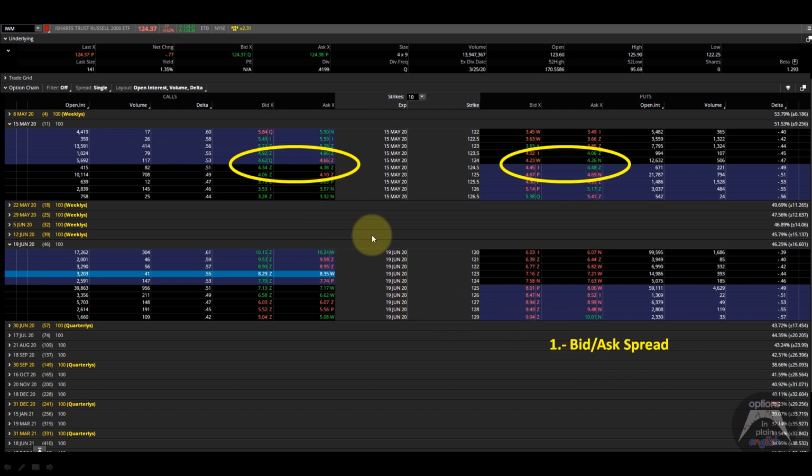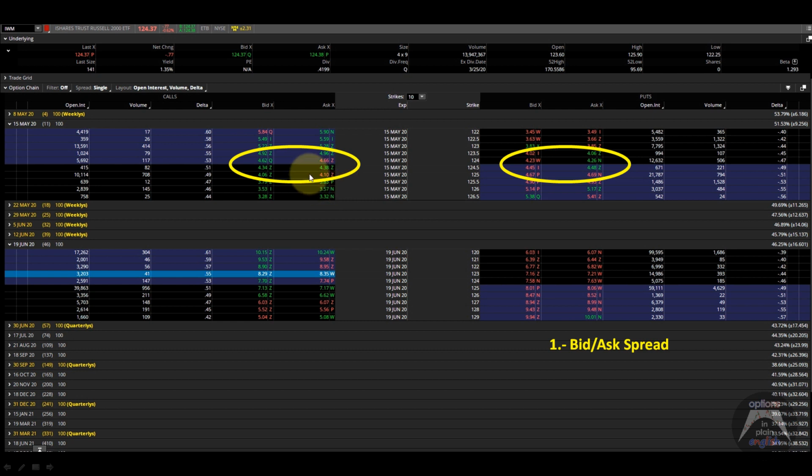As you can see here, for example, we have the May expiration open and we have the June expiration open, and we see all the different expirations. Here we have the at-the-money options for calls and puts, and we can see that we can buy, for example, the $124.50 strike price. We can buy that call for $4.38, and we can sell it for $4.34. And the put, we can buy it for $4.48 and we can sell it for $4.45. So the bid-ask spread in this case is 3 cents here and 4 cents here.